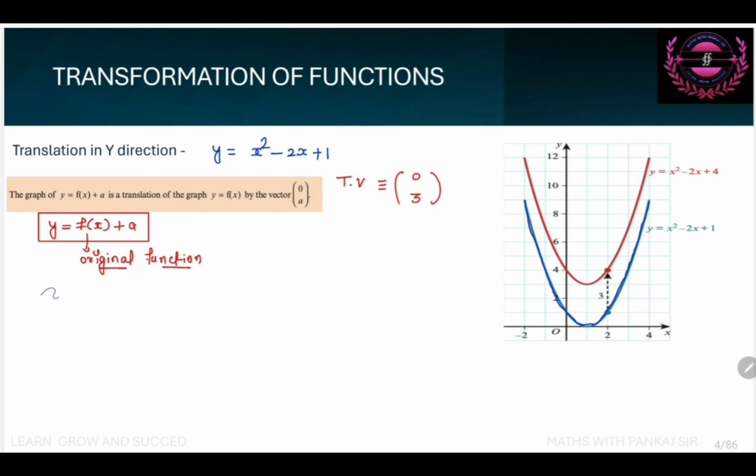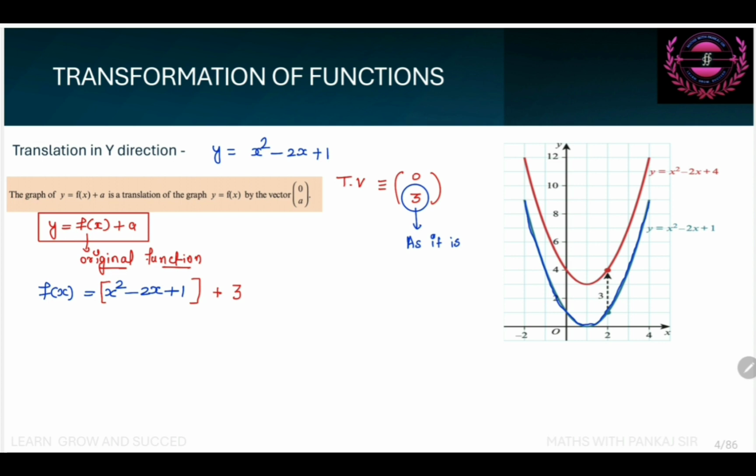In this question, f(x) is x squared minus 2x plus 1. So if the translation is in the y direction, you will add that particular value as it is. If it is 3, you will not write minus 3 as in the case of translation in the x direction. You will add the value as it is. For example, if it is 3, you will add 3 to this original function f(x), plus 3.